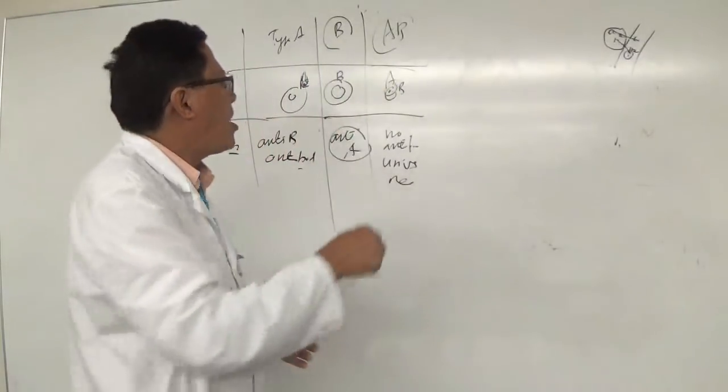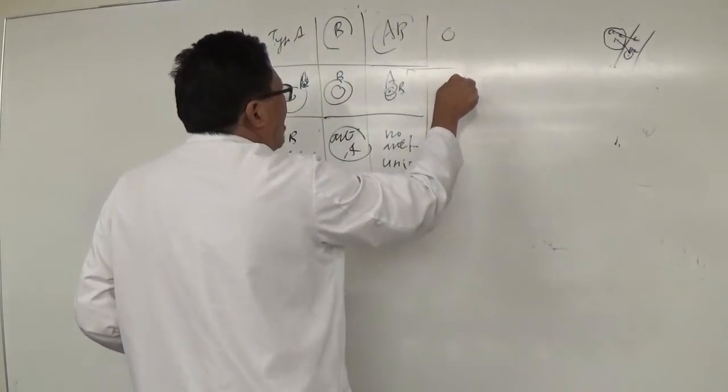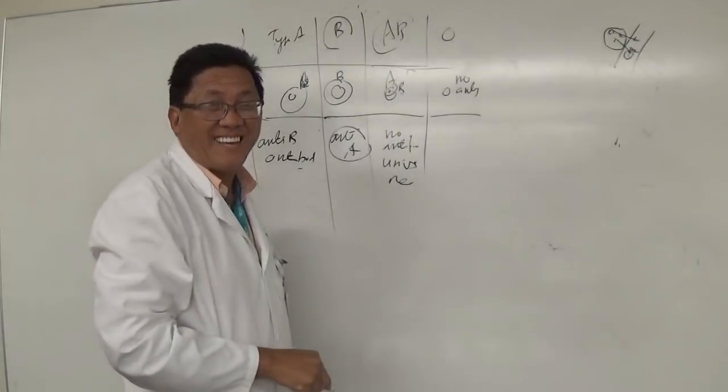That's okay. Now what about O? Universal donor. O means what? No antigen. No antigen? And what are your antibodies? Anti-A and anti-B. You're so lucky.